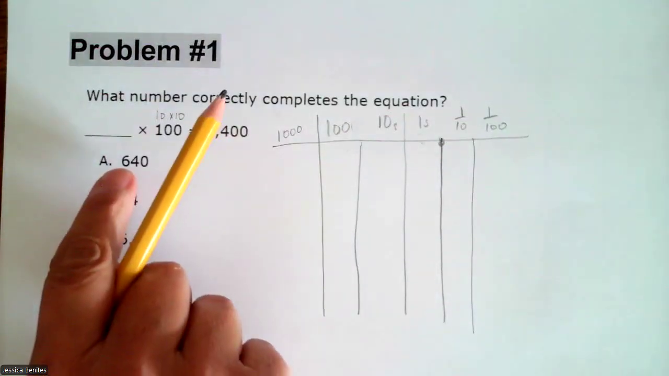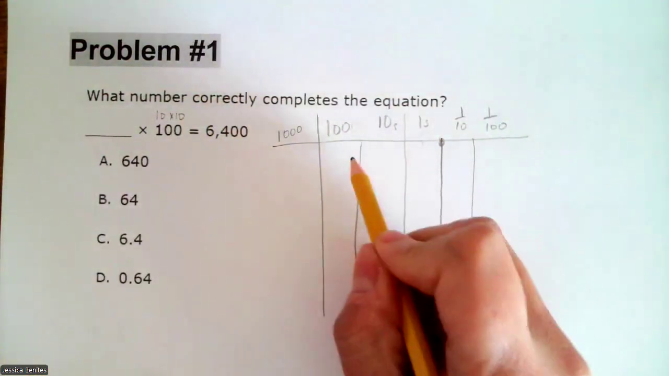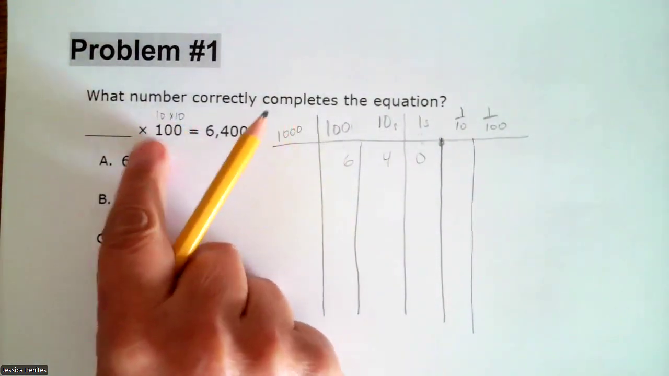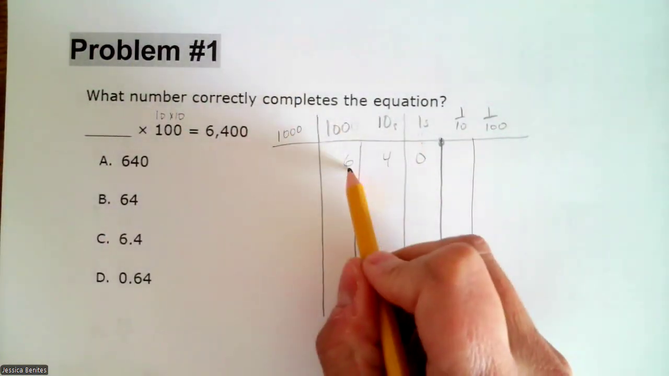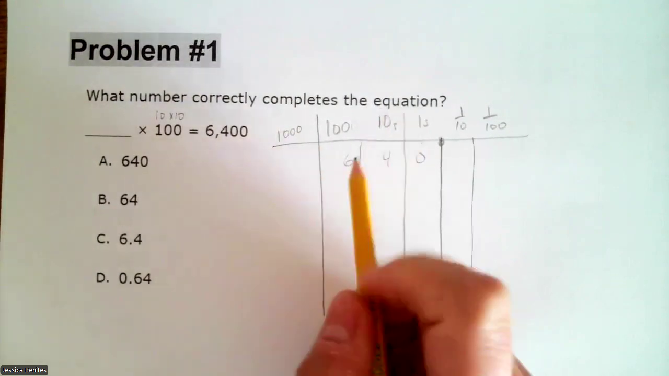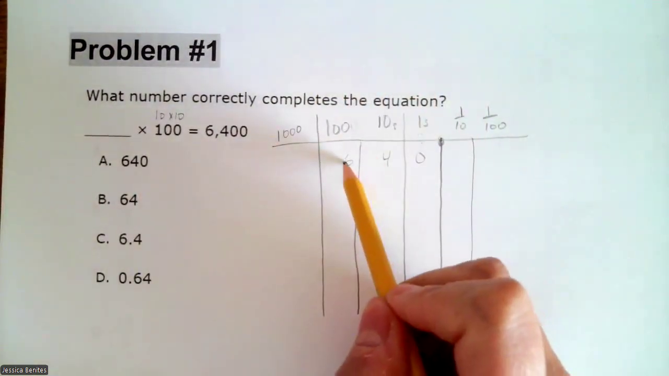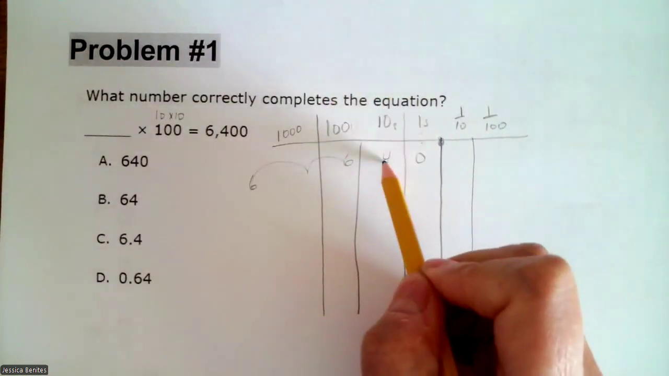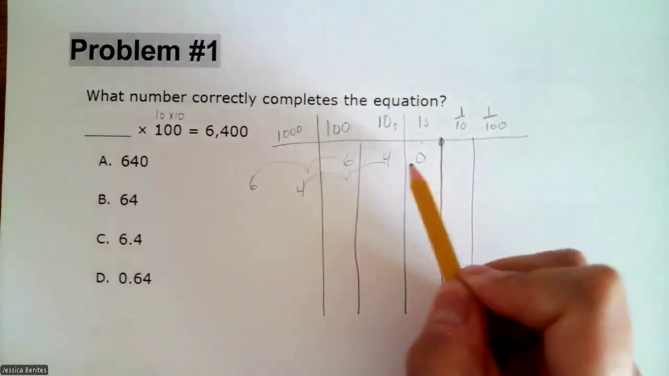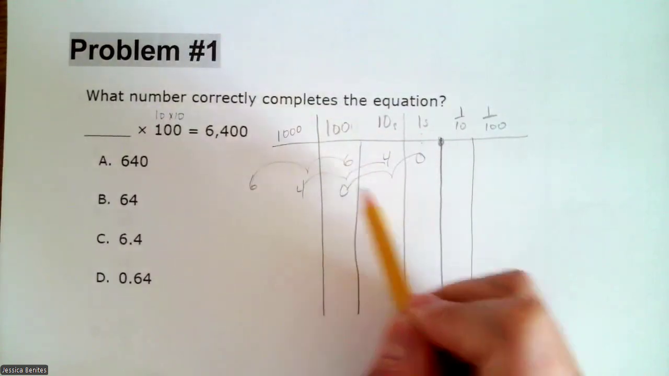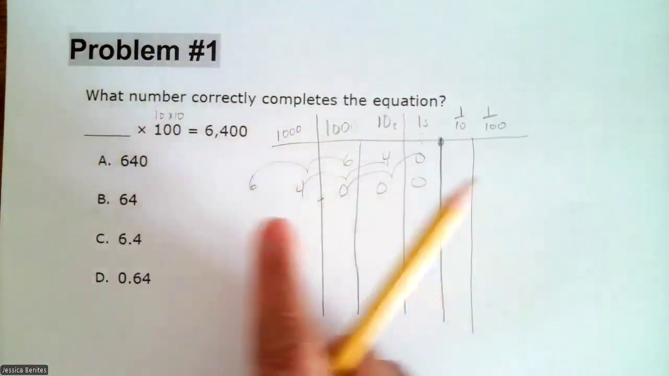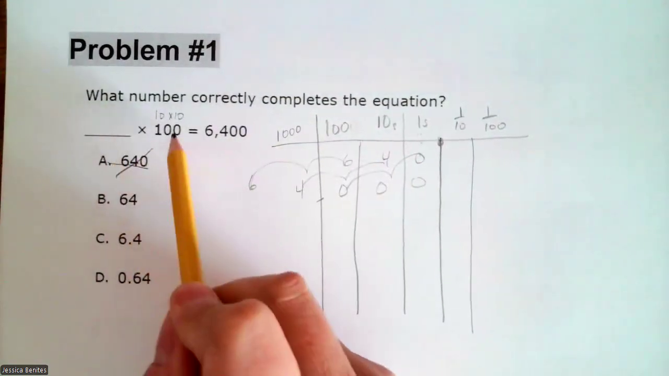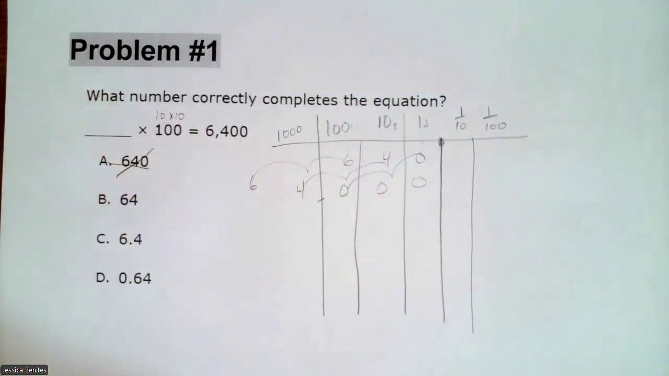So we're going to use our place value chart. We're going to put in here 640. And if I multiplied it 10 times 10 or 100 times, then 6 would go over on the number line to the left 2 times, 1, 2. And I fill that in. That is actually going to be 64,000. So 640 times 100 does not equal 6,400.